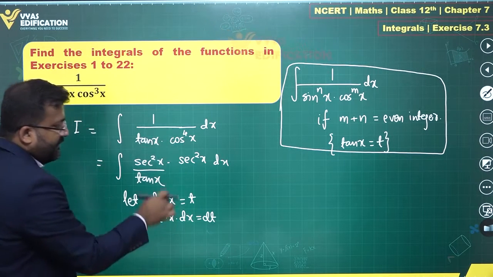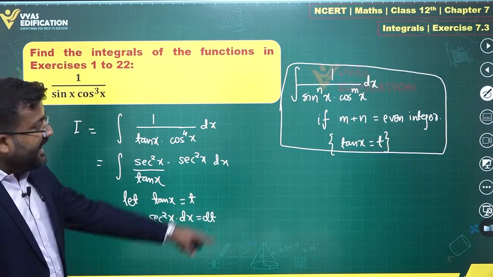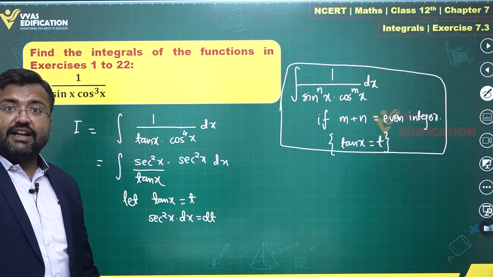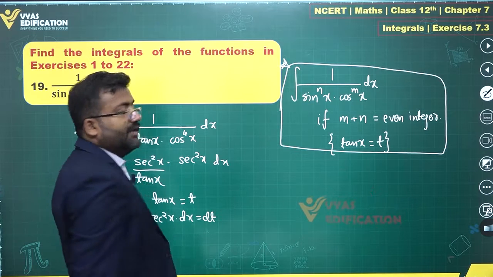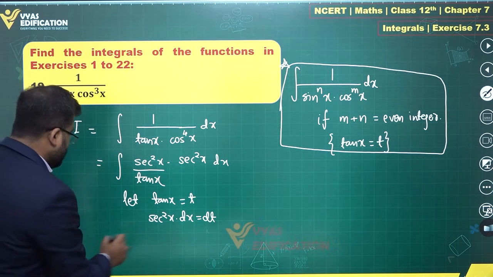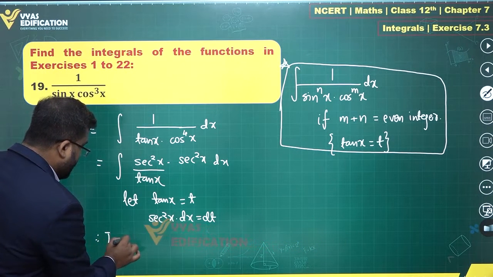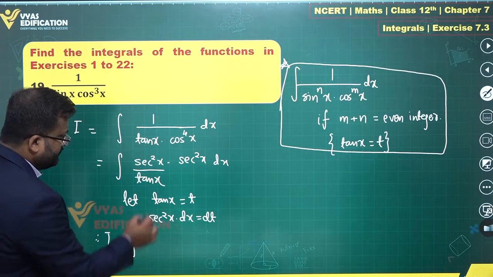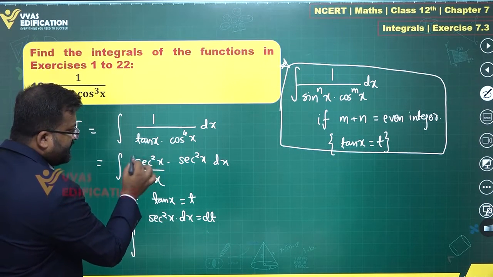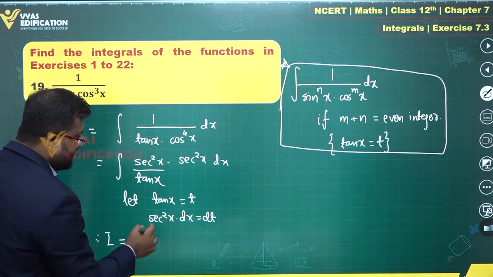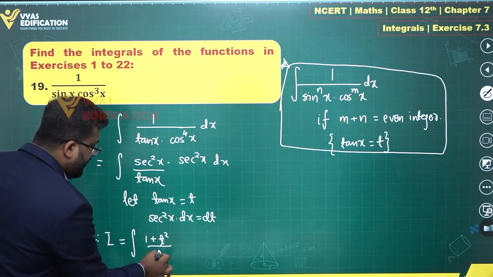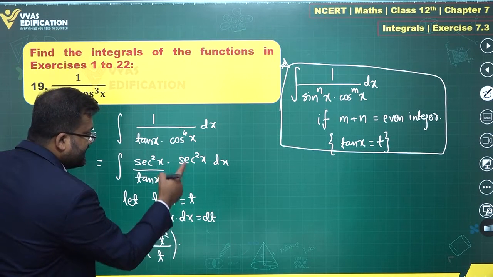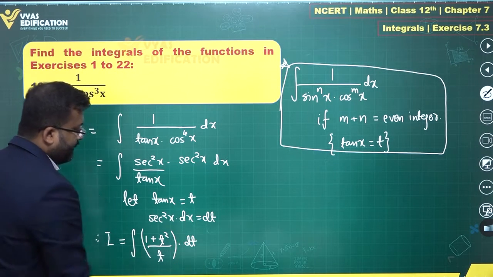And this is the step that we want to follow. I've already shared that idea with you, and this is something we need to remember. So this converts to I equals integral of sec square x, which is 1 plus tan square x, over tan x, which is t. Sec square x dx is dt.